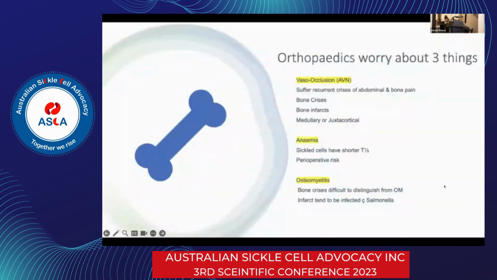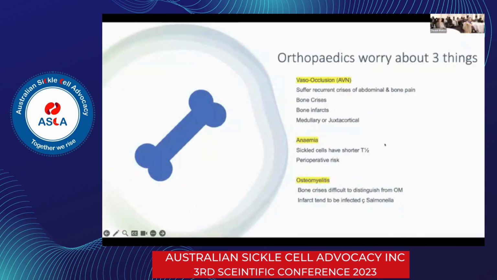So as an orthopaedic surgeon, there's three main things we worry about. I treat both children and adults. And in those patients, we do see AVN or vaso-occlusive conditions. They can be in association with a bone crisis, or they can be a bone infarct. And they can occur either in the medullary canal of the femur or any bone, really. And they can also be around the joints, being juxtacortical.